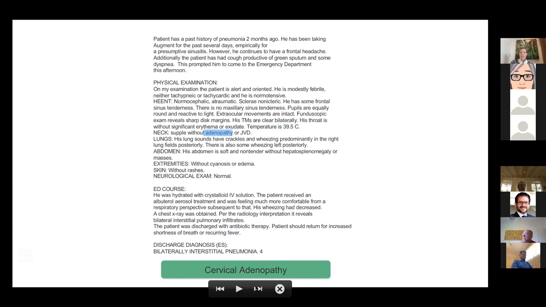Okay, let's look at cervical lymphadenopathy. And this one's short. I'm going to give you 10 seconds on this one. I figure you should be getting quicker at it.